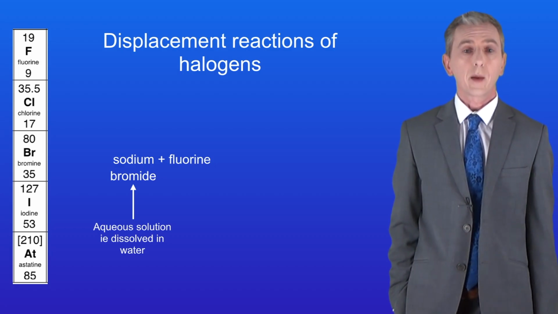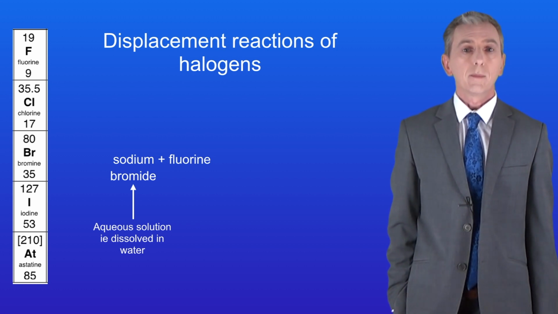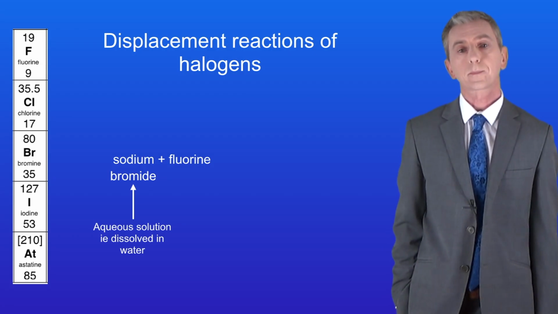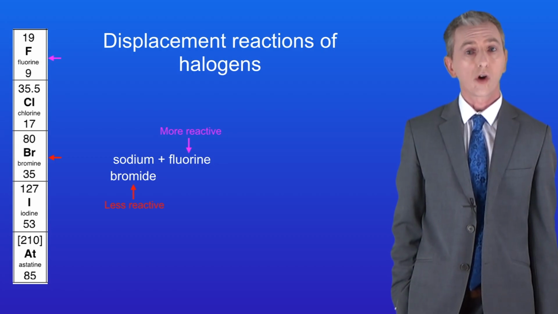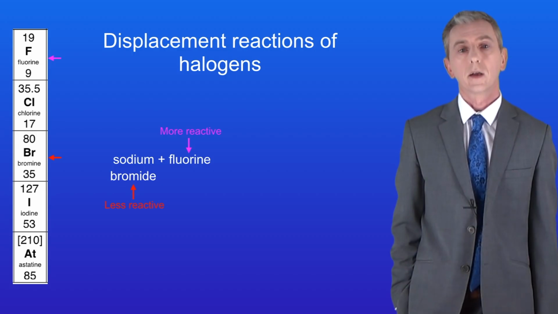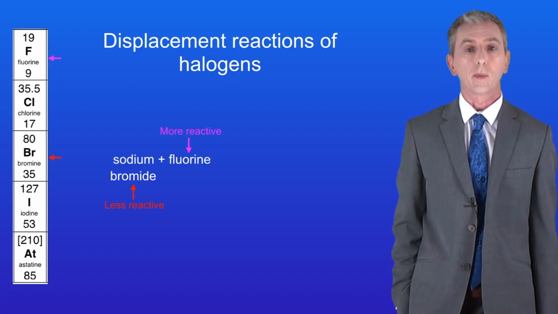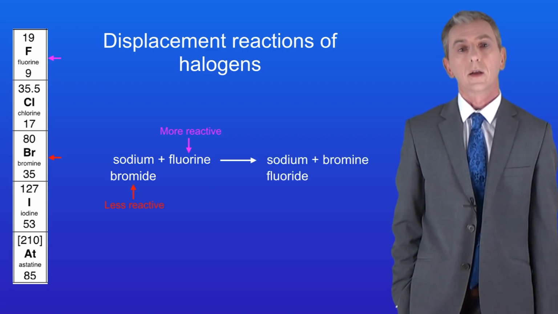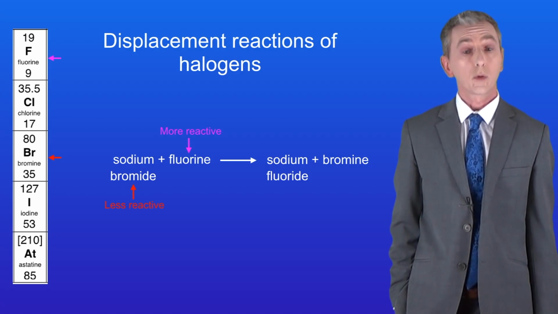Now, in order to work out what happens, we've got to look at the reactivity of the halogens involved. Remember that the halogens get less reactive as we move down group 7. So we can see that fluorine is more reactive than bromine. That's because fluorine is higher than bromine in group 7. This means that the fluorine can push out or displace the bromine like this. This is called a displacement reaction. You need to be able to work out any displacement reaction that you could be given.